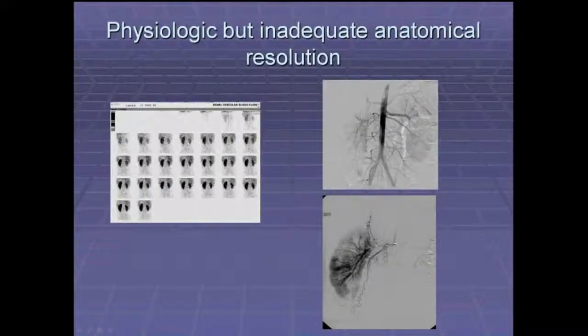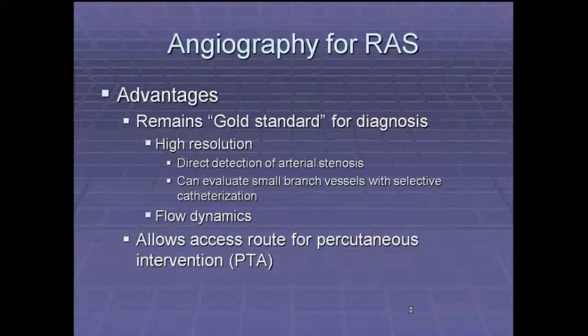Well, I was a fool. I did the angiogram, couldn't find the renal artery. Now we see why there's delayed enhancement, because the renal artery was absent or had been dissected. Right? So let's move on to angiography.